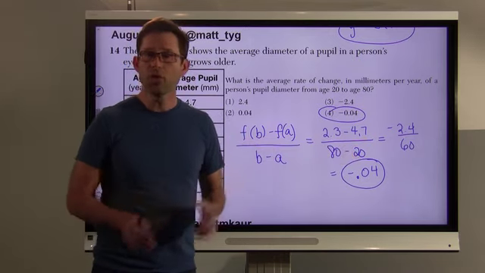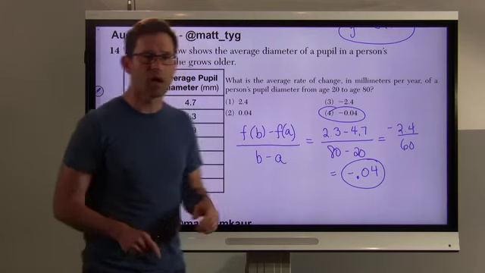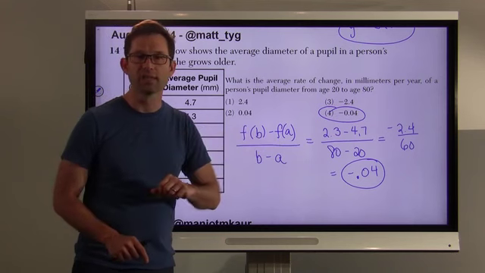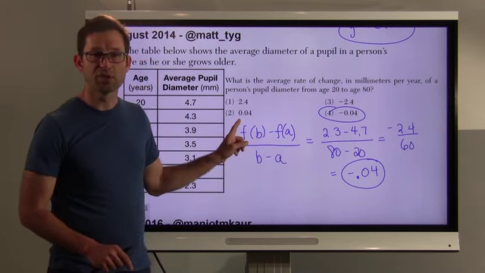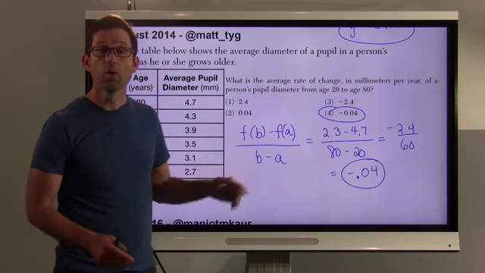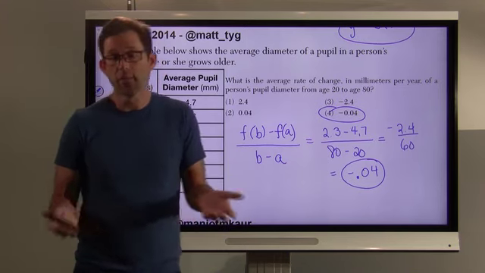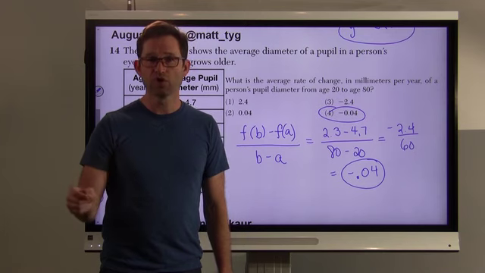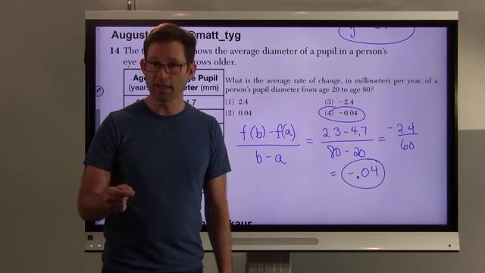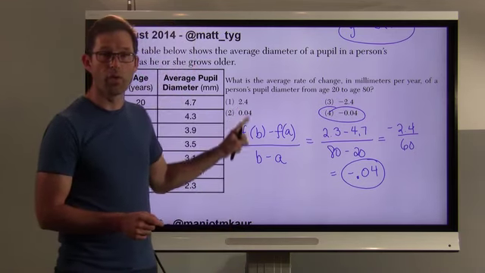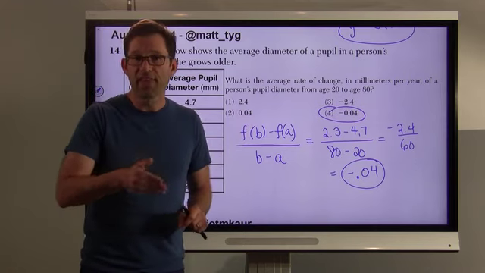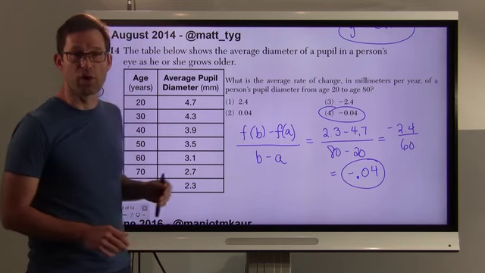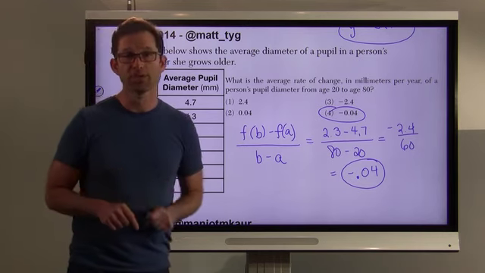And therefore, even if you knew how to do this problem, you might say to yourself, well, I'm going to do 4.7 minus 2.3 and then divide by 60, and you'd get choice 2. All right? Which is very problematic because, number one, it's the wrong answer. But number two, if you have an average rate of change that's positive, either this one or this one, then the output should be getting larger as the input gets larger. And in this case, the output is going down.